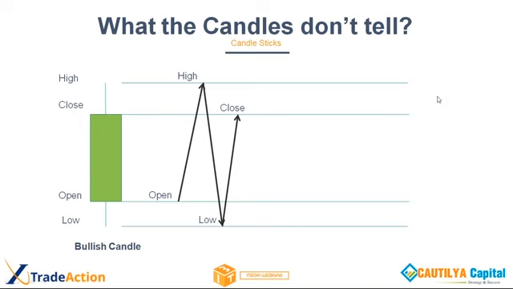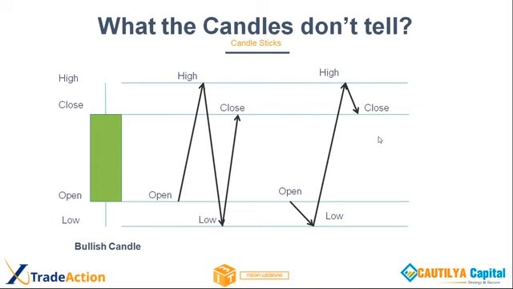All right. Now, let's see the second scenario. The price opened, as usual, the same point. Instead of making the high, the price made a low. And then the price went up and formed a high. And then price came down and formed a close.